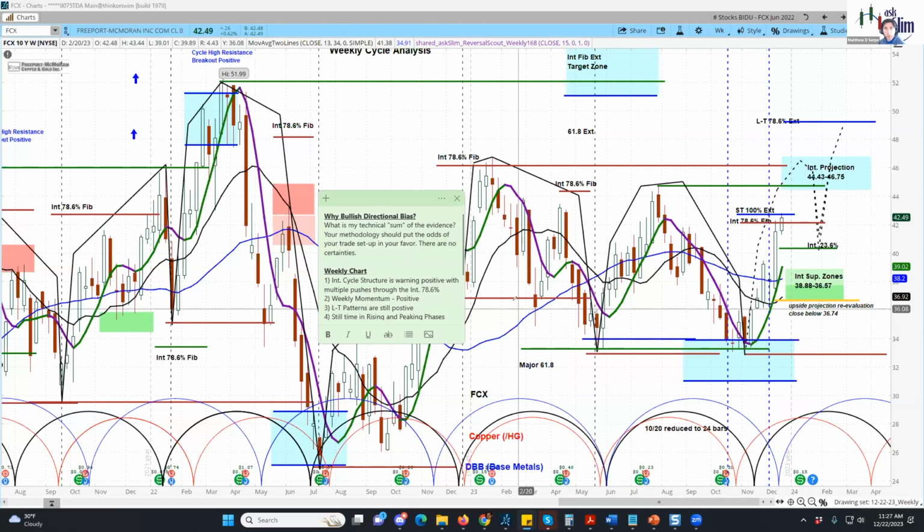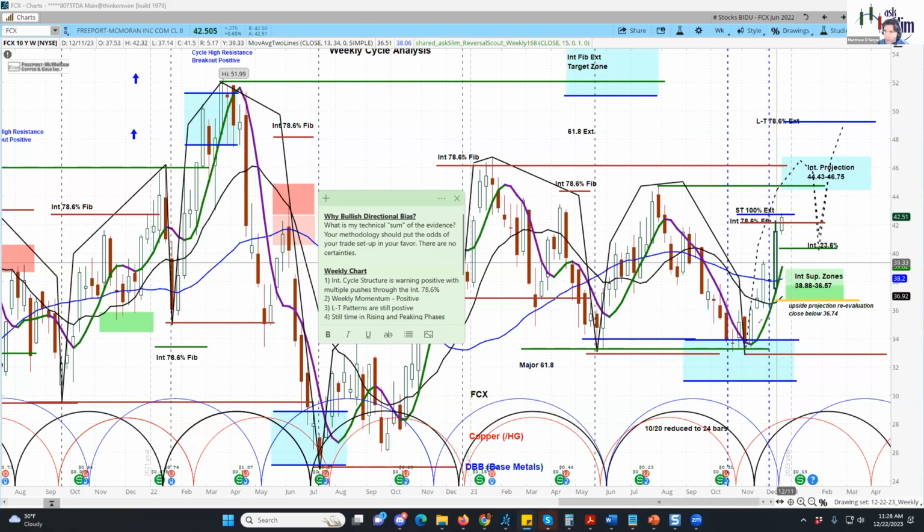So as we look at the weekly chart, which I have up here right now, we have an intermediate cycle structure that now is warning positive. So we had a cycle low here, and when we made that next cycle low, we actually violated it slightly. So that would have been negative as we started this cycle for that intermediate. However, over the last several weeks in this new rising phase, it's been quite a significant advance that has actually now made 2 weeks in a row above that intermediate 78.6, which for us warns that this cycle structure now is shifting positive.